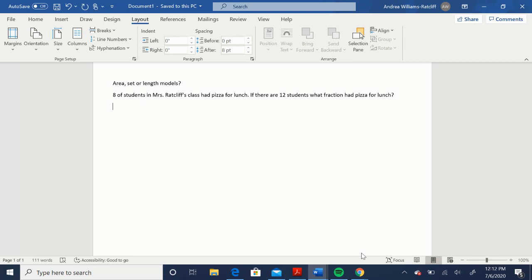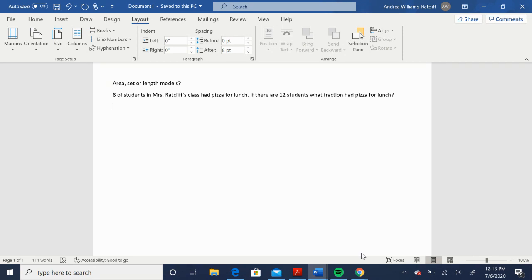Now, if you were taught procedurally and you're thinking 8/12, you're going to go, well, both of these are divisible by 4, so 2/3. But what does that mean? Why can this simplify to 2/3? If you can't answer that question other than by saying they're both divisible by 4, then that lets me know you do not have a conceptual understanding of what's happening here. And that is going to lead to problems later on.